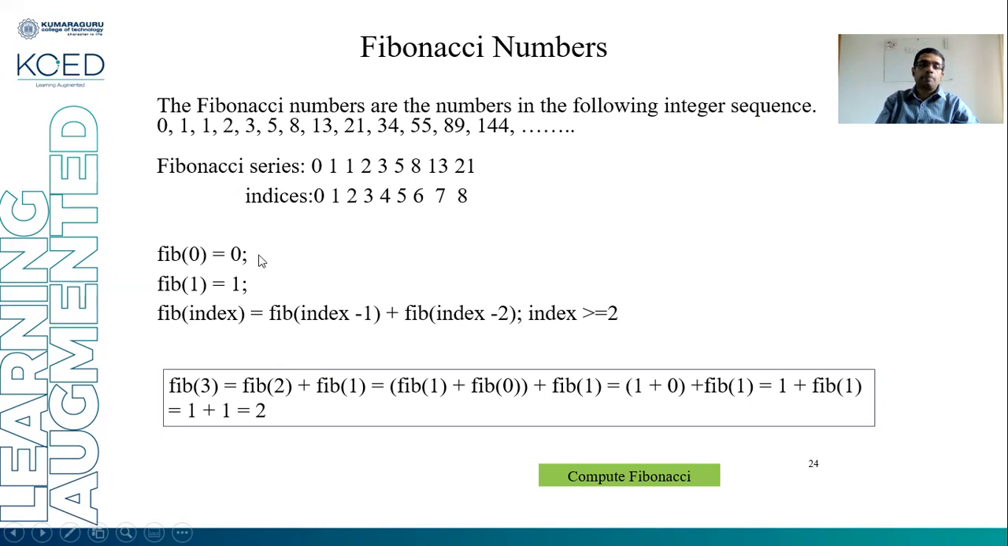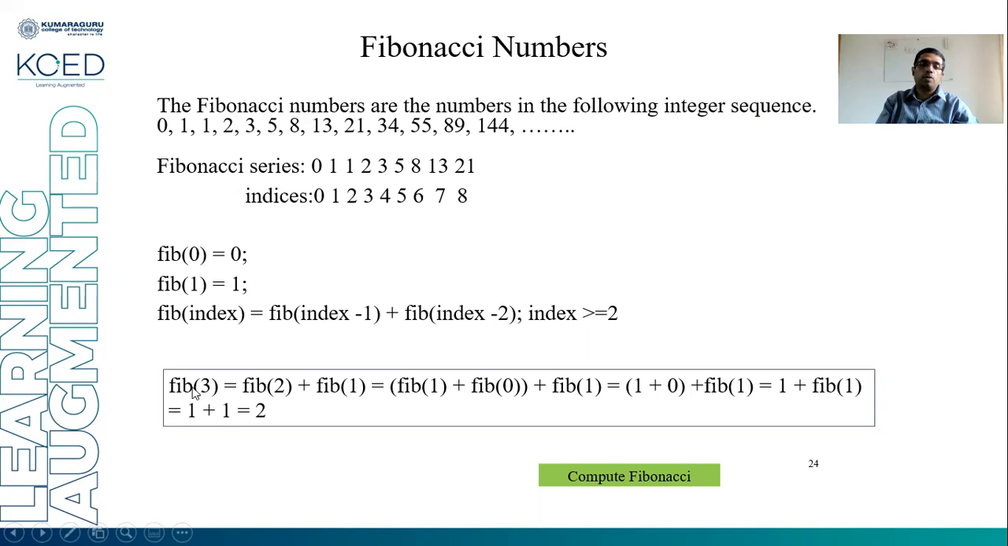For example, I want to calculate fib of 3. Then we have to check fib of 3 minus 1, which is 2, plus fib of 3 minus 2, which is 1. So fib of 2, again, what will happen? The index value is greater than or equal to 2, so it will calculate fib of 2 minus 1, which is 1, plus fib of 2 minus 2, which is 0. In this manner, we have to calculate.